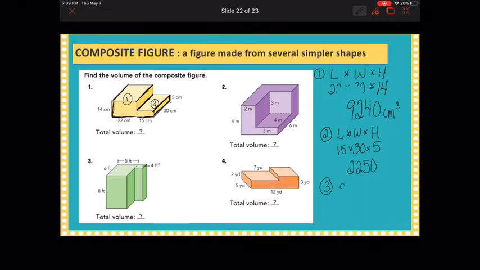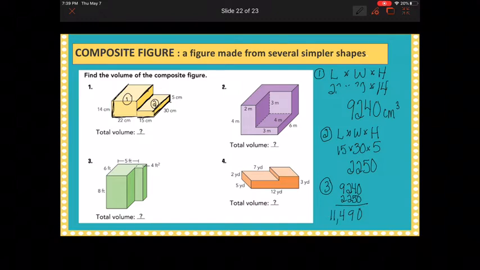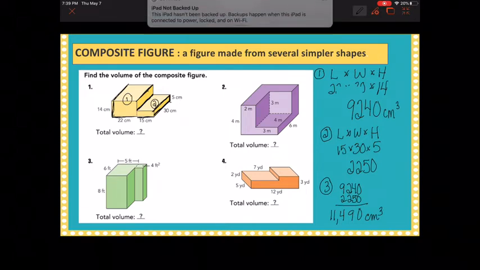All right, so if we take 9,240 centimeters cubed plus 2,250 centimeters cubed and we add it together, we get 11,490 centimeters cubed. Again, use your calculator. I don't want you to take the time to do all of the computing. I just want you to know how to figure out volume.